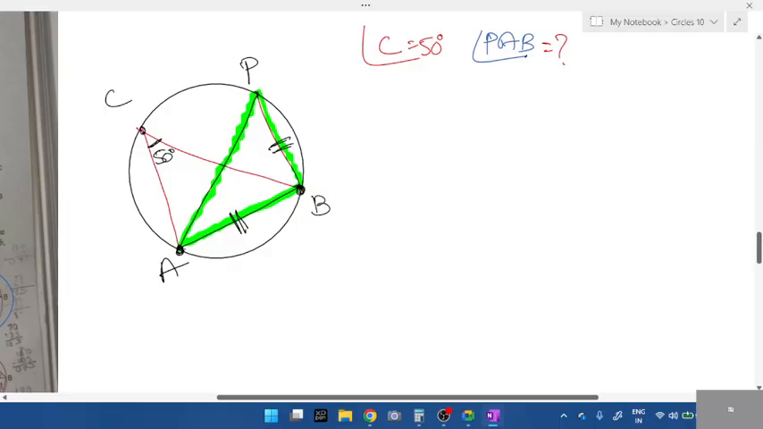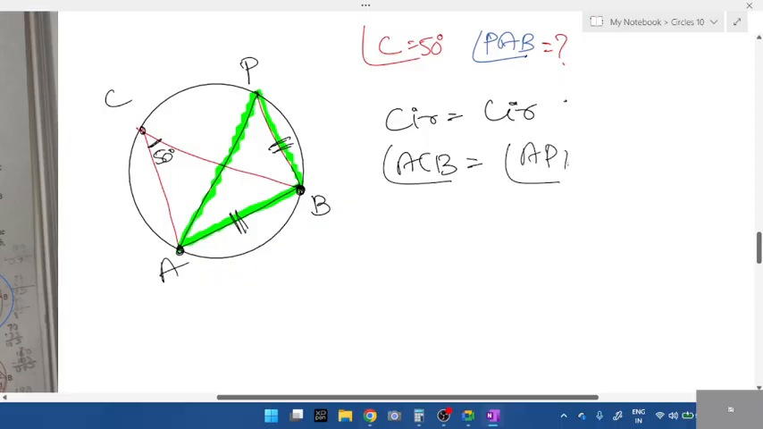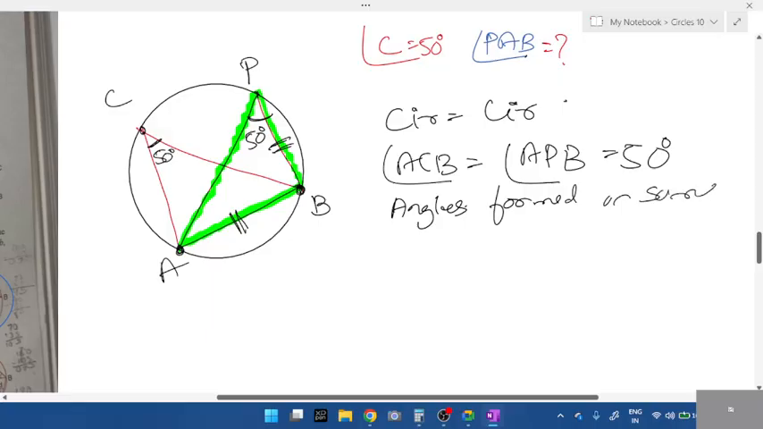So first, angle formed in the center or circumference. What's the concept we use? Circumference angle is equal to circumference angle. Tell me what is the first circumference value? ACB, on the same chord AB. Yes, AB. If this is 50, this is also 50. Very good. What's the statement you have to write? Angle formed on the same segment. We know this is a segment. It's not a sector, it's a segment. Angles formed on the same segment are equal.